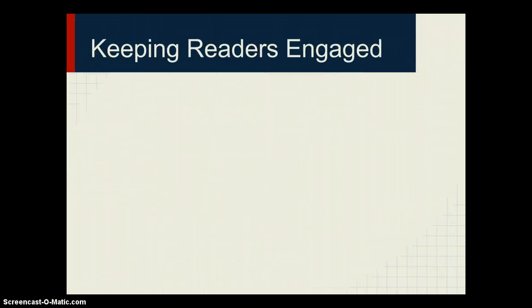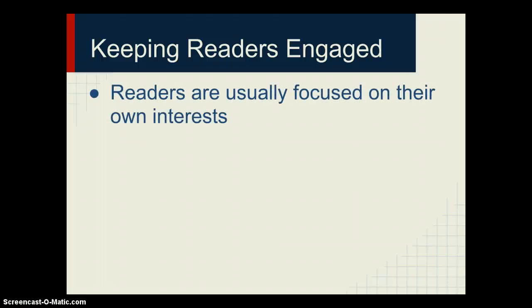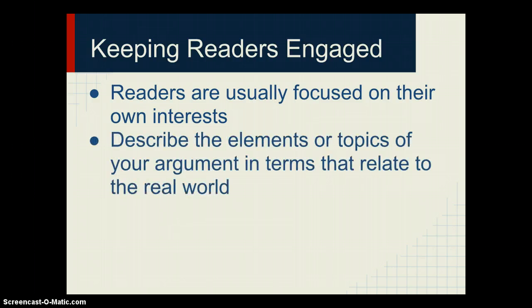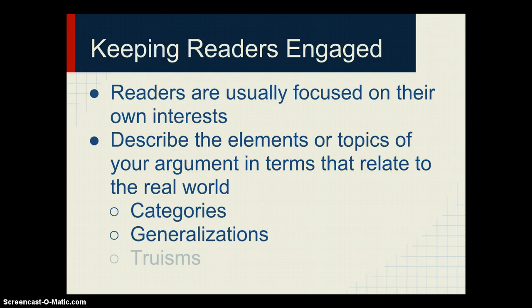Another important aspect of a good topic sentence is that it keeps your readers engaged. Most people will only continue reading something if it is relevant to their interests. This means that your topic sentence should connect to something you think the average person would find interesting. Finding a relationship between the real world and the text is a reliable way to do this. You can describe the elements or topics of your arguments in terms that relate to the real world by discussing such things as categories, generalizations, and truisms.